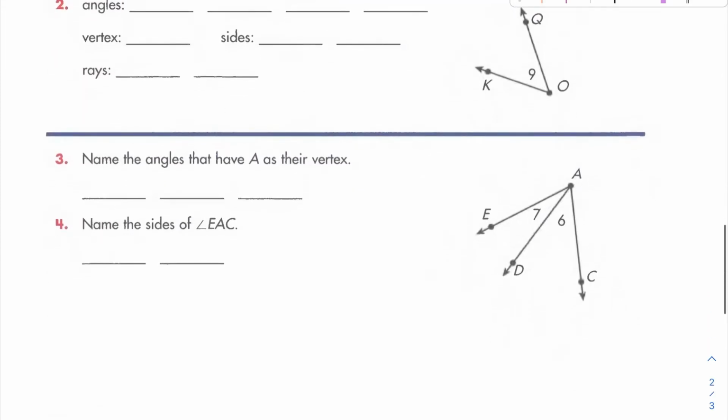In the final section, you have a figure that has multiple angles. You need to name the angles that have A as the vertex. There are 3 different angles that have A as the vertex. Then it wants you on number 4 to name the sides of angle EAC. Remember, the sides of an angle are the rays that create that angle.